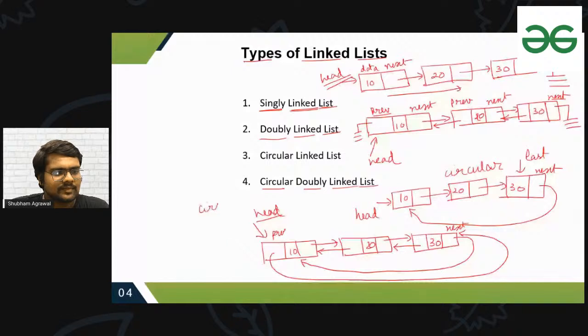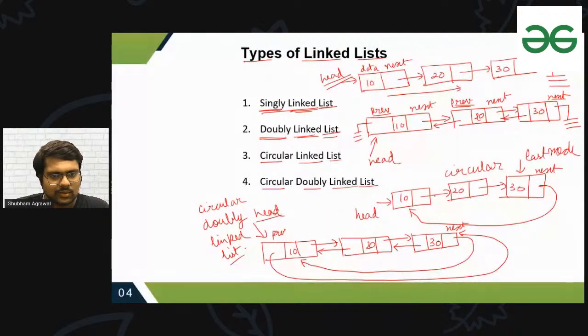So we have four kinds of linked lists. First is the singly linked list, in which the list goes in only one direction, so we can go forward but can't go backward. Then we have the doubly linked list, in which we can go forward and also backward, because of the previous pointer. Then we have the circular linked list, in which the last node's next points to the first node, so we can traverse in a circular way.